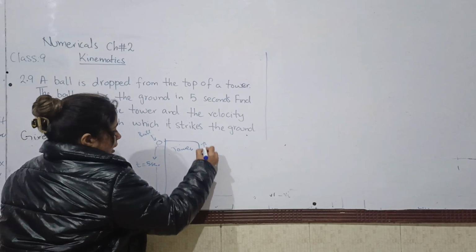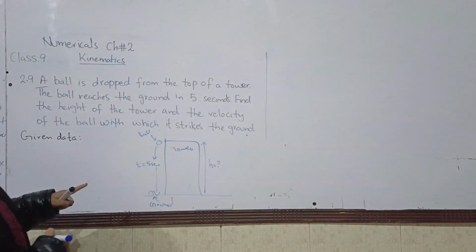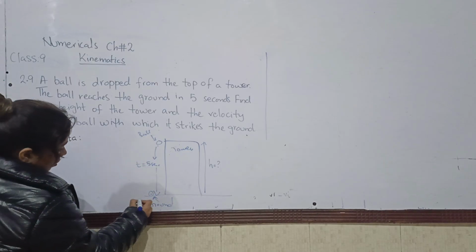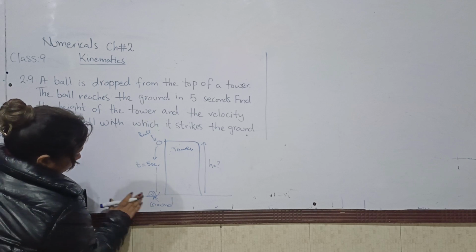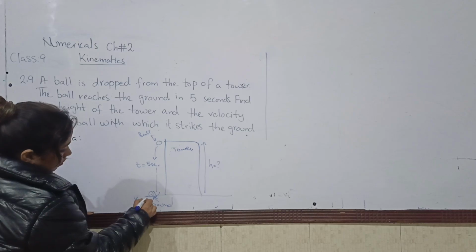We have to find the height of the tower. We want to find this. And we also have to find the velocity when it strikes the ground. When the ball hits the ground, we have to find its velocity. So this will be the final velocity.